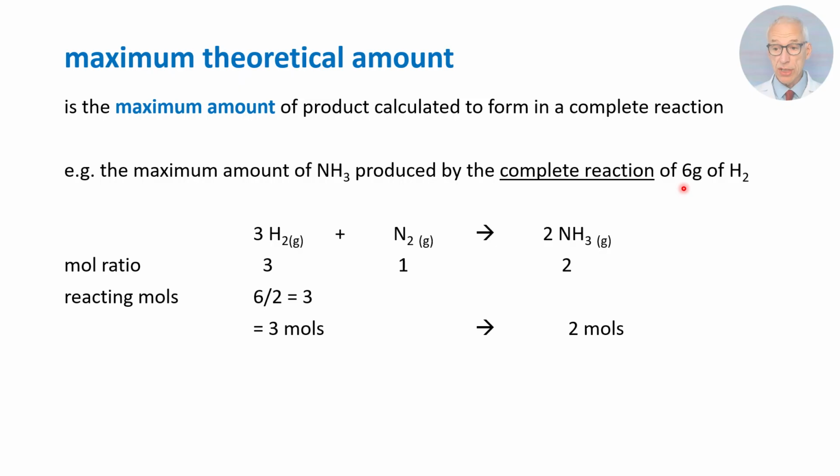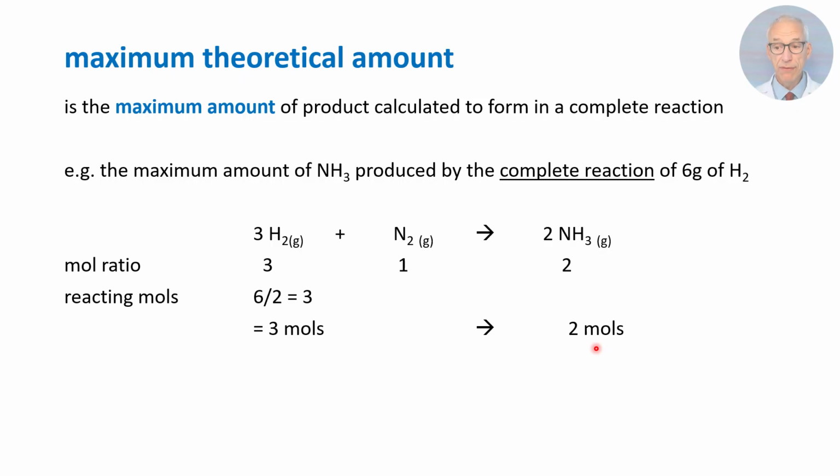We're starting with 6 grams of hydrogen. We convert that into numbers of moles by dividing by the molar mass 2. So 6 divided by 2 is 3. We're starting with 3 moles of hydrogen. Well, the complete reaction of 3 moles of hydrogen will produce 2 moles of ammonia. That's the maximum amount of ammonia in moles.